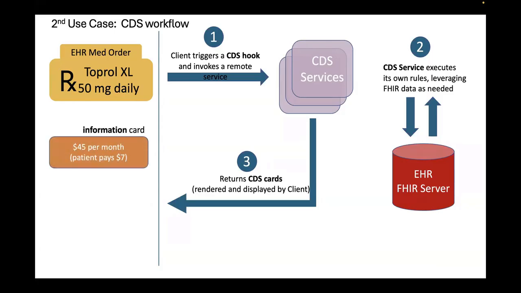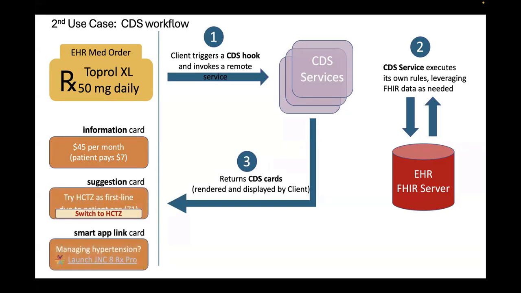There are 3 different kinds of cards, to be specific, which could be displayed. One is an information card, the second is a suggestion card, and the third is a SMART on FHIR app. An information card literally is information to display on the screen. A suggestion card, for example, could say, hey, order this study instead, or in this particular example, hey, switch to this medication.